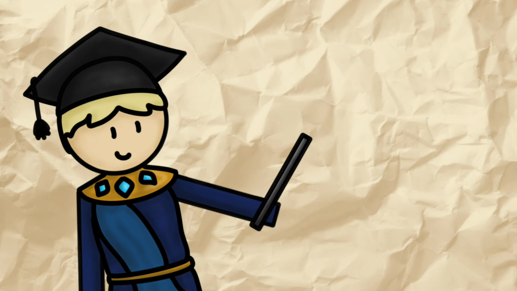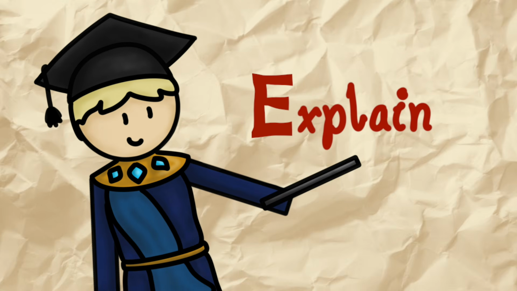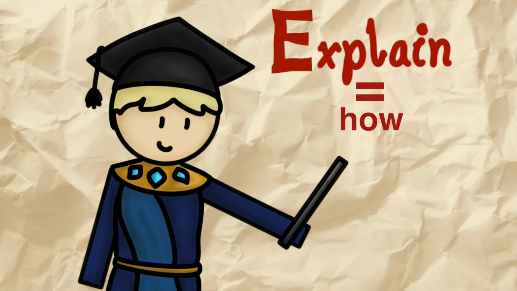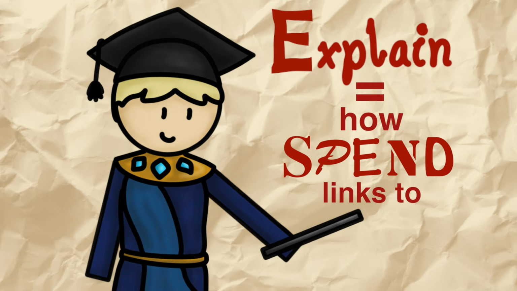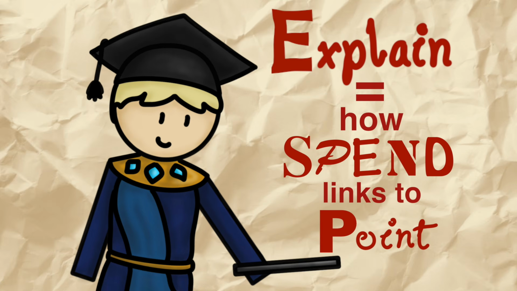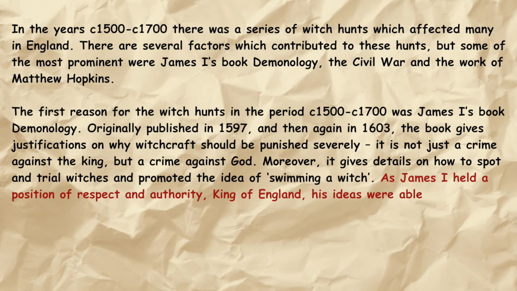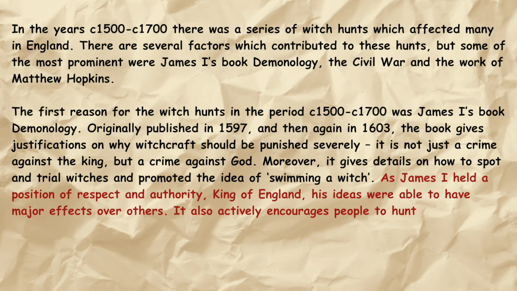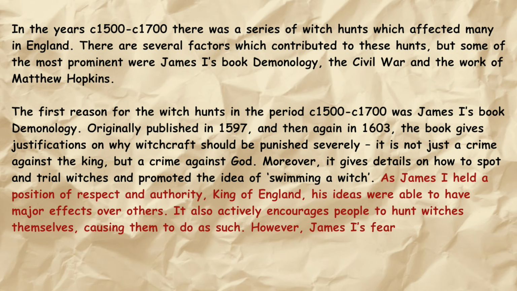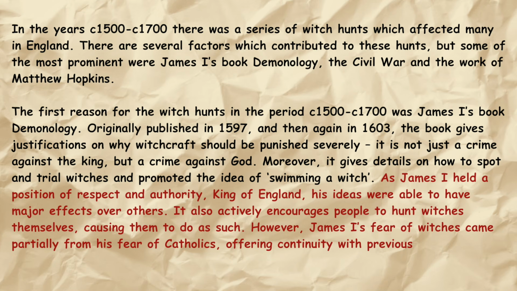The next letter in our structure is also E, but this time it's explain. Explain means showing how our evidence, our spend, links to the question and the point we're trying to make. So we could say, as James I held a position of respect and authority, King of England, his ideas were able to have major effects over others. It also actively encourages people to hunt witches themselves, causing them to do as such. However, James I's fear of witches came partially from his fear of Catholics, offering continuity with previous fears of witches caused by the gunpowder plot.